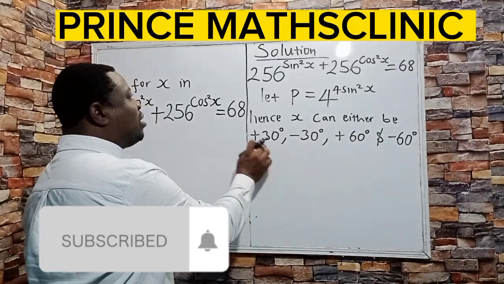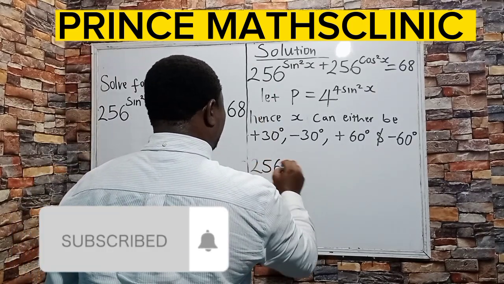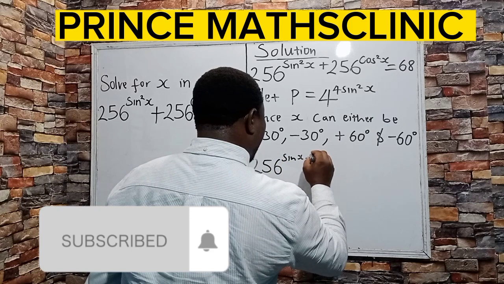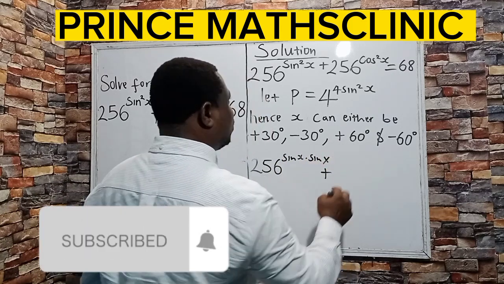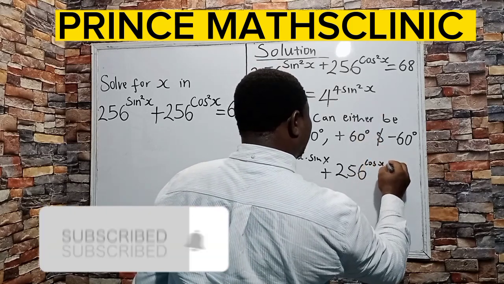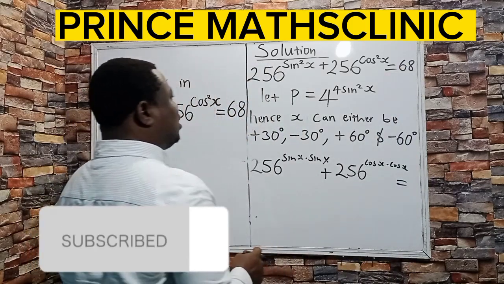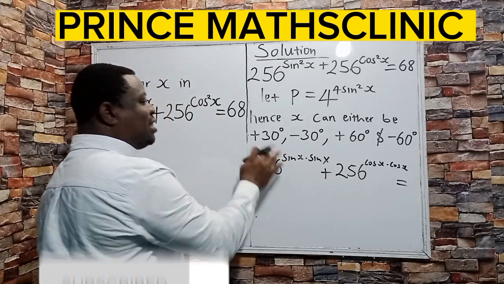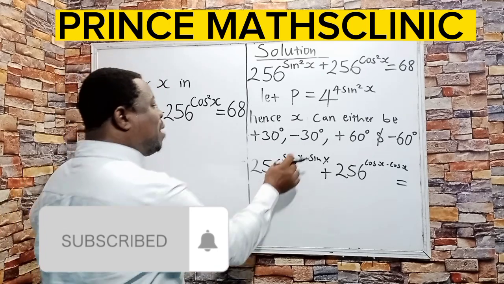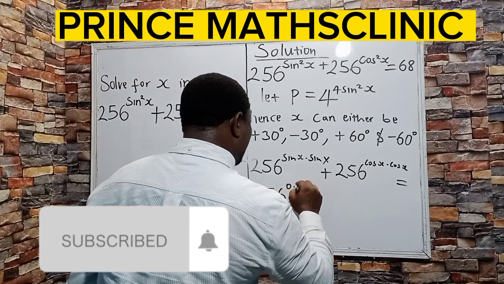So let me test one of the values back into the question. 256 sine square x. Sine square x means sine x times sine x, plus 256 cos square x, which means cos x times cos x. Let's see if it will give us 68. Sine x is 0.5, because if you pick 30, sine 30 will give you what? 0.5. So if you multiply 0.5 by 0.5, you will get 0.25.